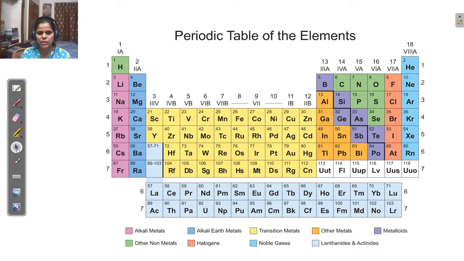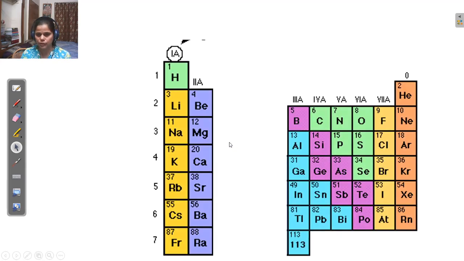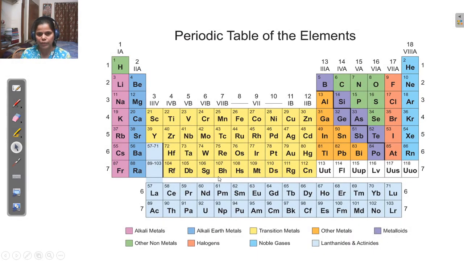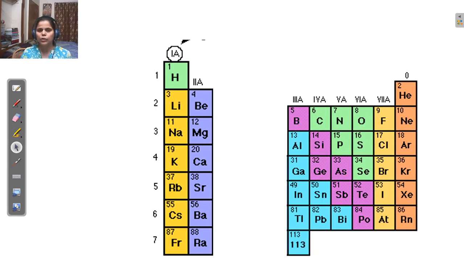In our previous lecture, we studied this modern periodic table. There are a total of 18 vertical columns called groups, and horizontal rows called periods, and four blocks: S block, P block, D block, and F block. But don't worry, in the 10th standard, we have to study only the S block and P block elements.